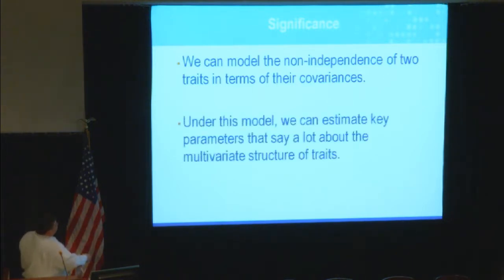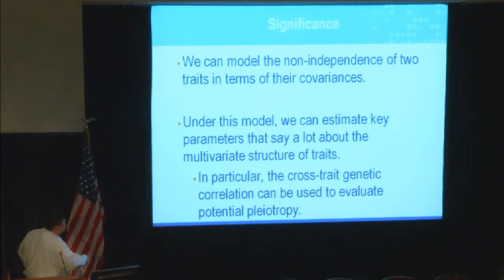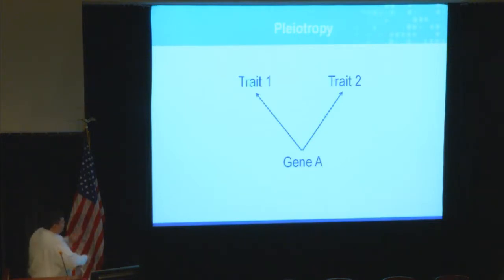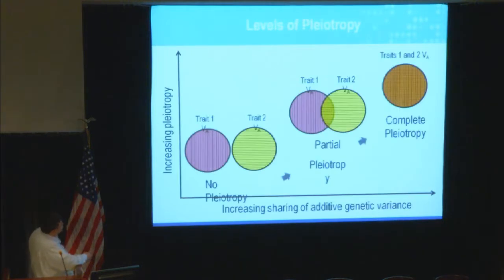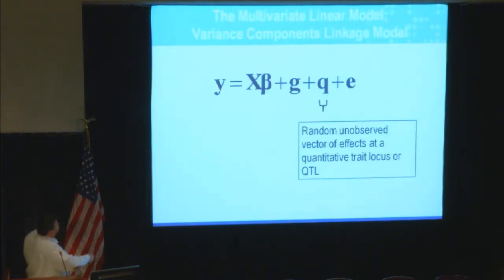All right. So we can model the non-independence of two traits in terms of their covariances, and under this model, we can estimate key parameters that say a lot about the multivariate structure of traits. In particular, the cross-genetic correlation can be used to evaluate potential pleiotropy. And maybe I should have put this definition earlier. Pleiotropy at its simplest, to say the most basic, is when a single gene accounts for more than one trait. Or you can think of it as a small set of genotypes accounting for more than one trait. All right, so there's this kind of linear relationship between the increasing pleiotropy and increasing sharing of additive genetic variants. All right, I'm going to give an example later of pleiotropy, so just hold on to those ideas.